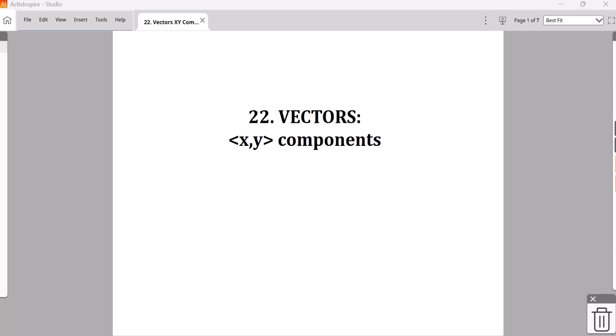Good morning. Today we are continuing our discussion about vectors. And so today's focus is going to be x and y components. Yesterday was magnitude and direction, and today is x and y components and how we find them.